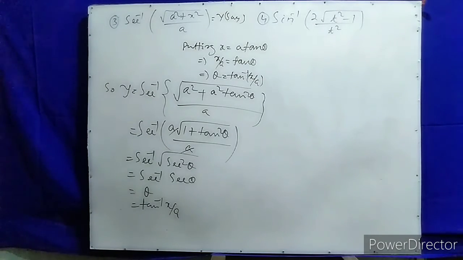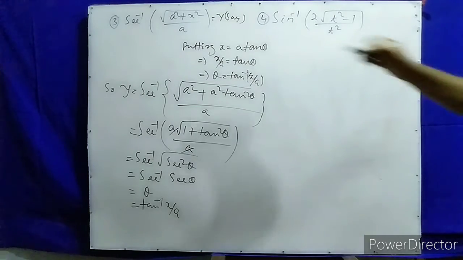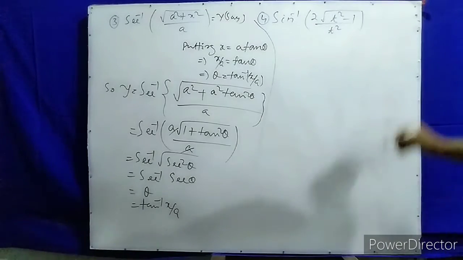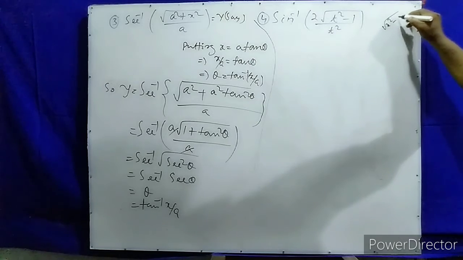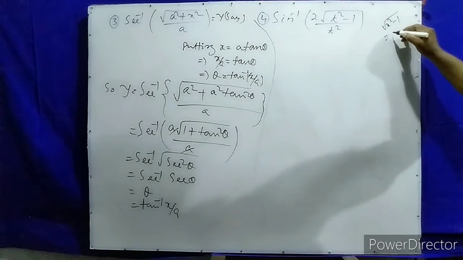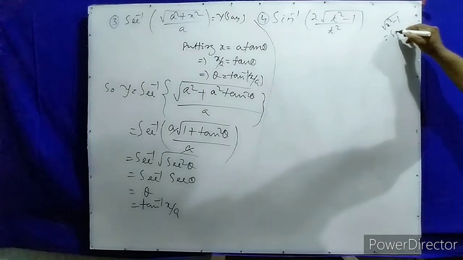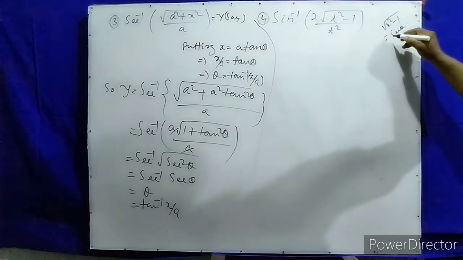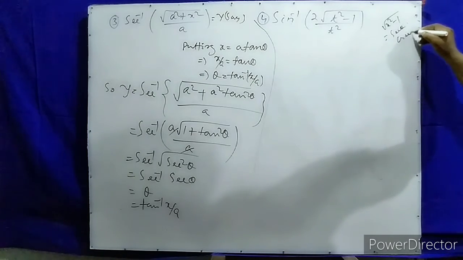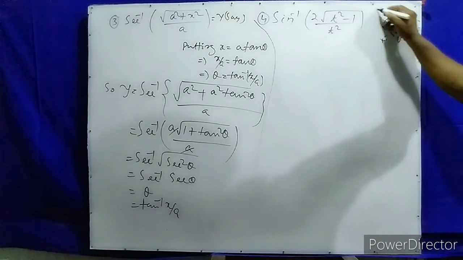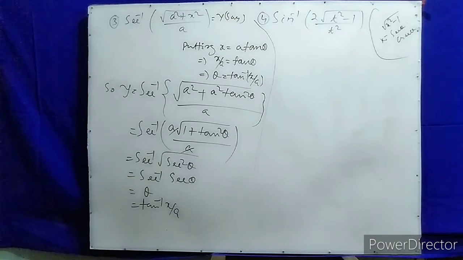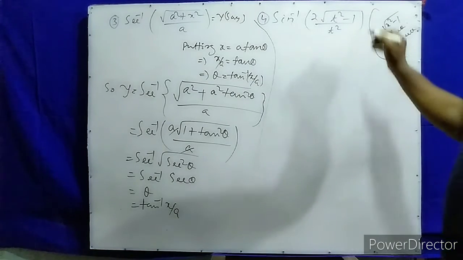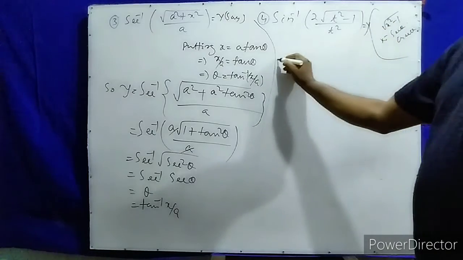This is equal to tan inverse x by a. Similarly, the next problem is also there. I have told this one: if it is x square minus 1, then you take x equal to sec theta or cosec theta. Here you take this one equal to y again.